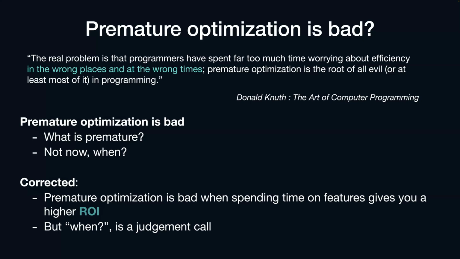Also, this premature optimization is bad phrase is a little bit too vague. So let's try to correct that a little bit. Basically, why premature optimization is bad is because you can spend time on feature development and bug fixes, which would give you higher ROI. There will come a time that you will have to spend a significant amount of developer time on optimizations, compared to feature development and bug fixes, but when that is, is actually a judgment call.